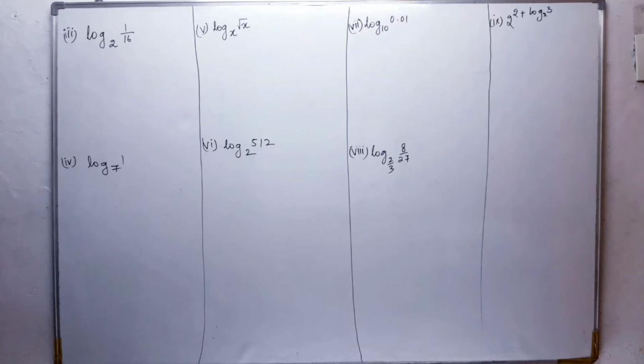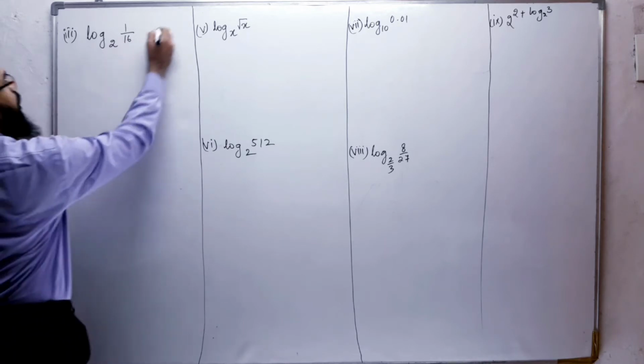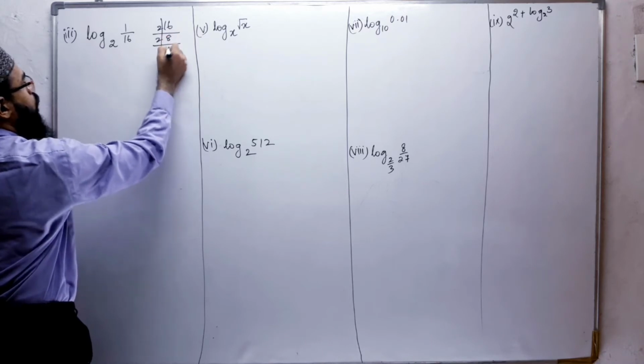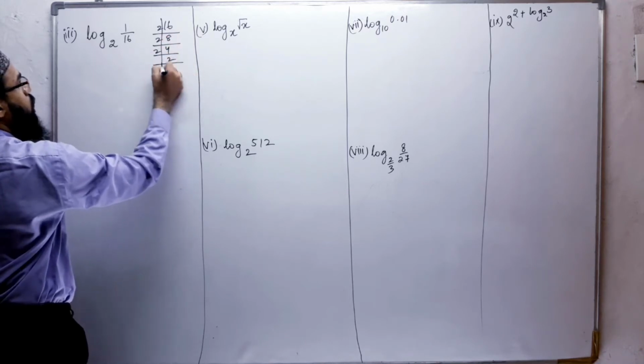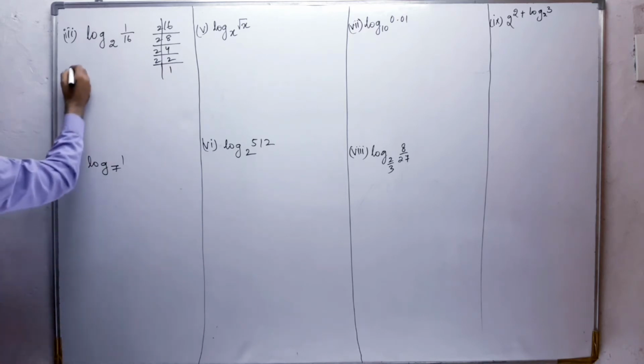Exercise number 1.5, these are the remaining bits. So the third bit, log 1 by 16 base 2. Let us take out the factors of 16. 2 8s are 16, 2 4s are 8, 2 2s are 4, 2 1s are 2. So how many 2s are there? 4 2s. So let us write that.